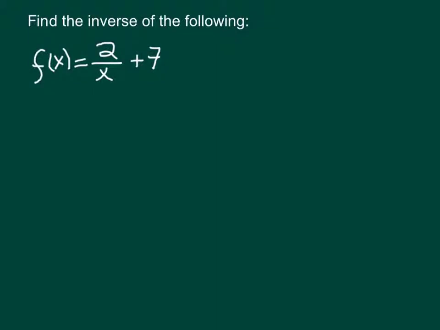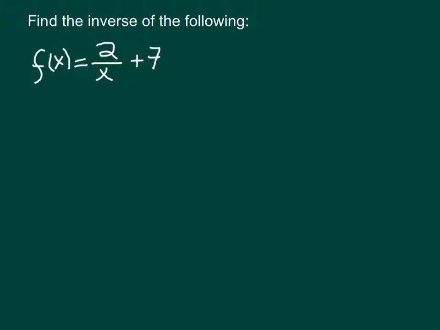Okay, what we're trying to find is the inverse of the following function here: f of x equals 2 over x plus 7. Now this is a function, and this is in function notation. If we wanted to write it in slope-intercept form or another notation, we could do that.